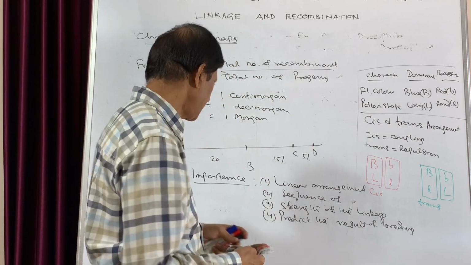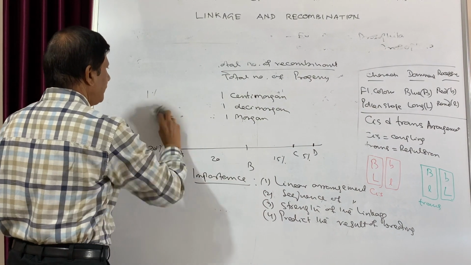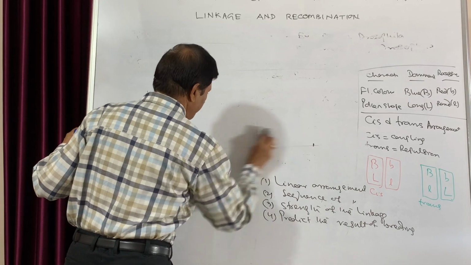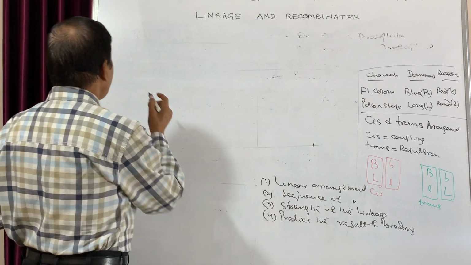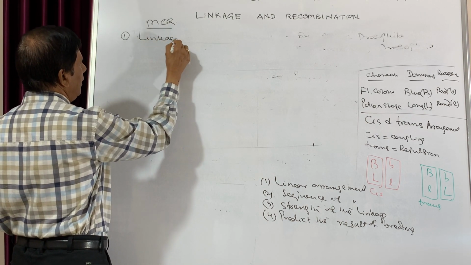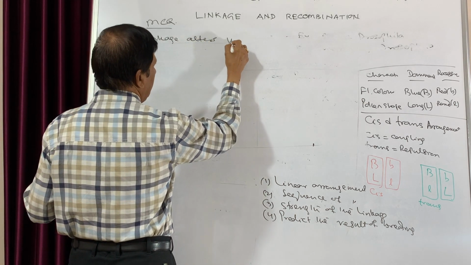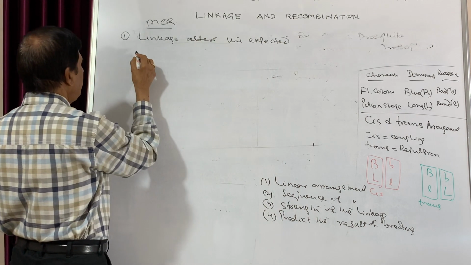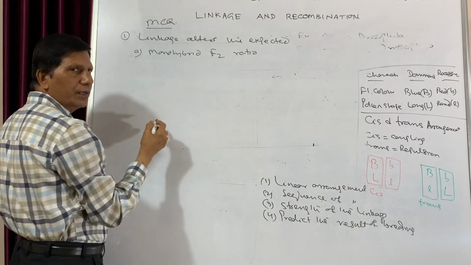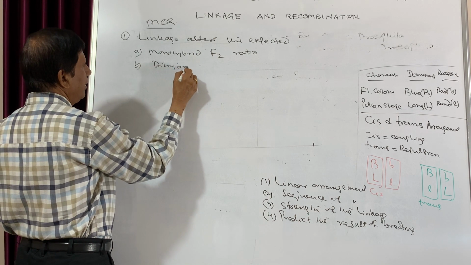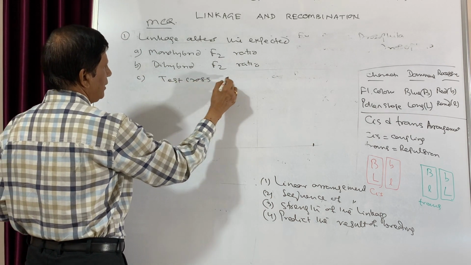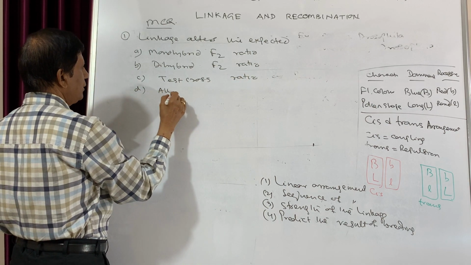Now let us discuss MCQs. MCQ number 10: Linkage alters the expected: first choice, monohybrid F2 ratio; second choice, dihybrid F2 ratio; third choice, test cross ratio; and the fourth one is all of the above.